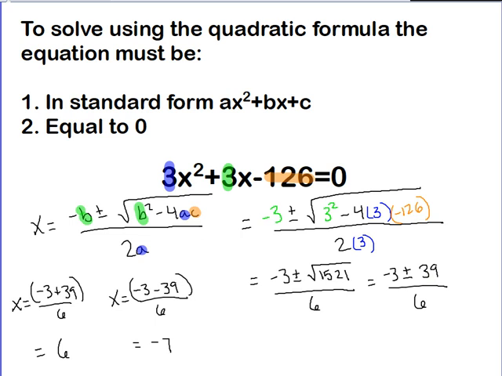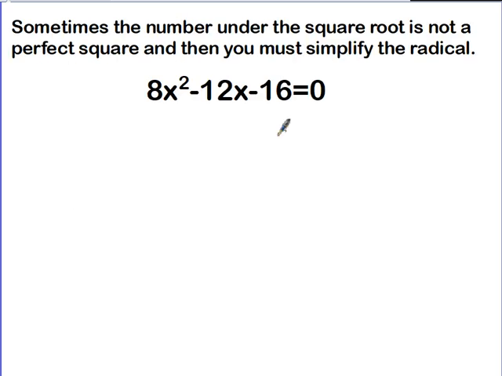Sometimes when we do quadratic formula problems, the number under the square root does not end up being a perfect square. When it does not, we have to simplify the square root like we did back in September. So we'll look at one of these problems here. So remember, let's identify our variables. So a is going to be 8, b is going to be negative 12, and c is going to be negative 16. Okay, so x equals negative b.